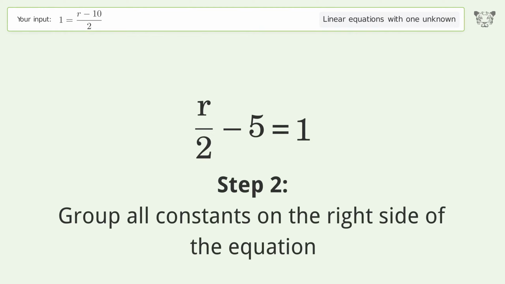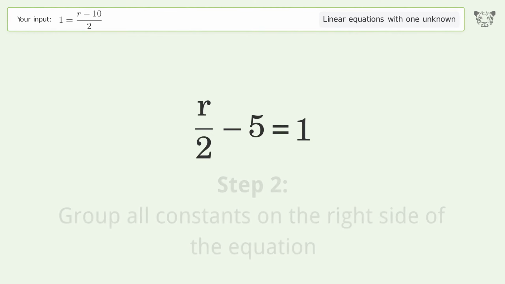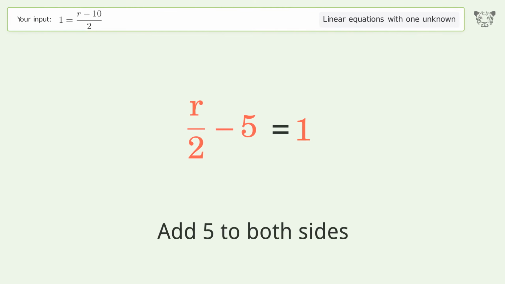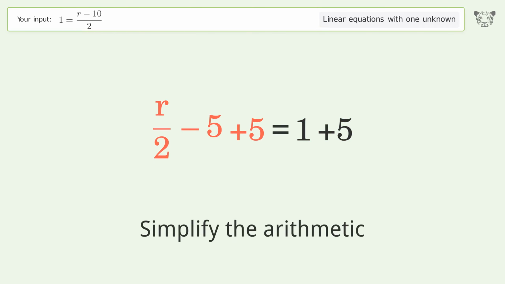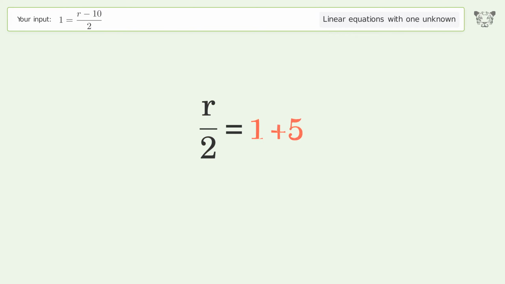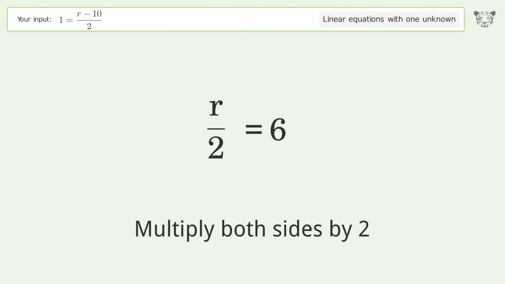Group all constants on the right side of the equation. Add 5 to both sides. Simplify the arithmetic. Isolate the r. Multiply both sides by 2.